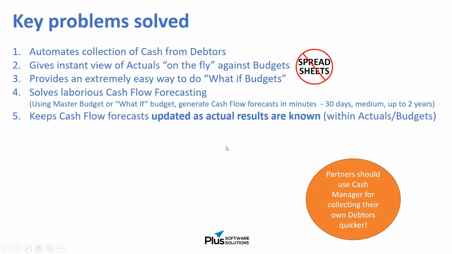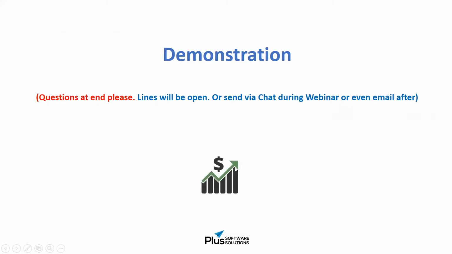The most important thing I can ask all of you in your different businesses is that you should use Cash Manager at the very minimum for collecting your own debtors. It works. We use it ourselves, of course, in our own business, and in a number of the partners' businesses. I'm not saying you should use budgets or forecasting within your business, but you should use it for collecting your own debtors. Why not? You don't pay for the software, and it'll improve your own cash flow as well.